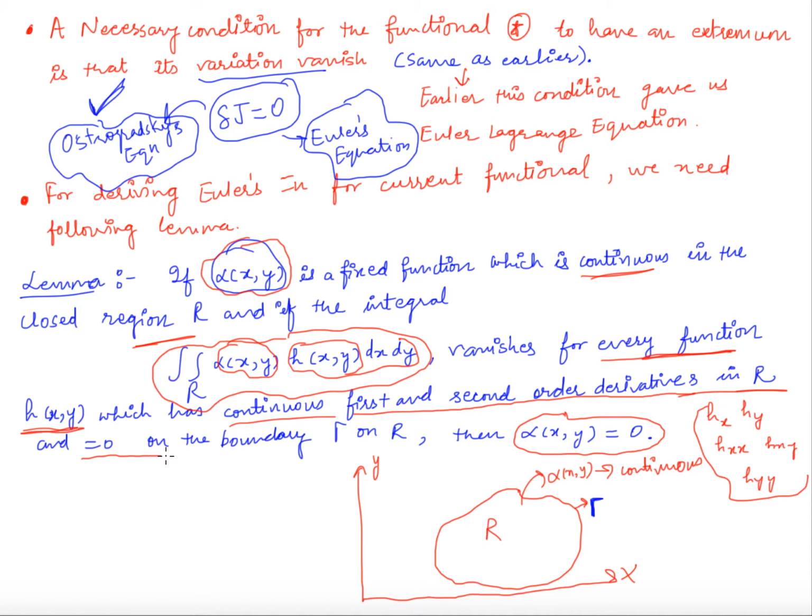And the second condition is that hxy should be 0 at the boundary. If this integral is equal to 0 for all h which satisfy these two conditions, first that all these five derivatives should be continuous, and second that h is equal to 0 on gamma, then we claim that this function alpha xy has to be 0. You can try to remember that we had a similar lemma before deriving Euler's equation. Okay, let's prove this lemma.